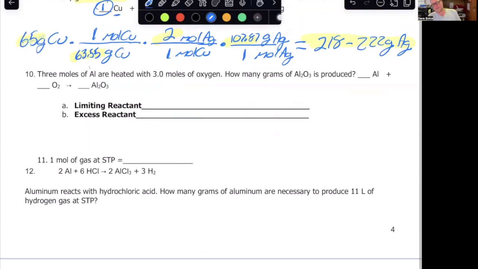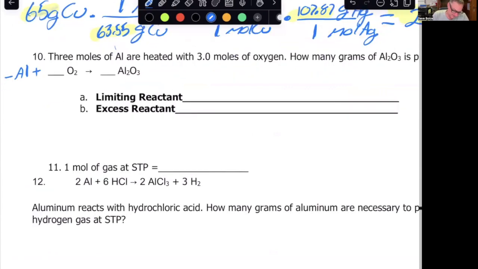Okay. We're on to something kind of new. Not really, but kind of. All right. So I don't really like the way this formatted, so I'm going to just change plus. I'm going to put that down there just so I can see it. Let's go ahead and balance this.